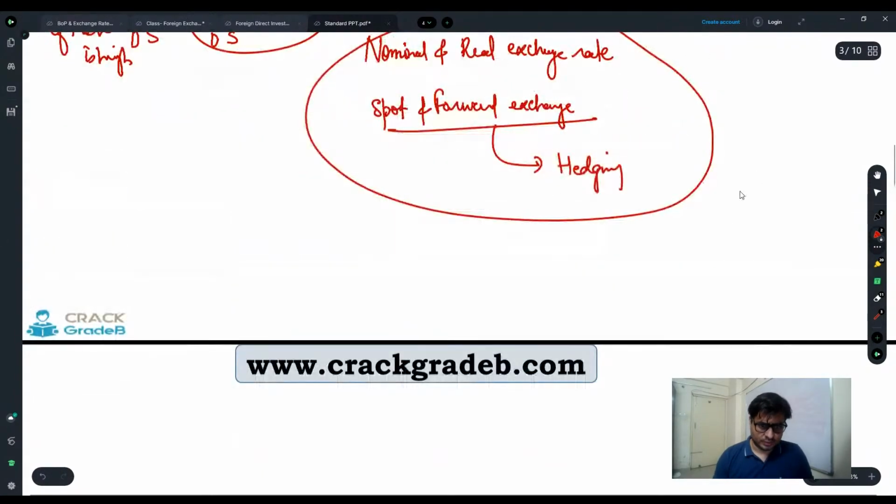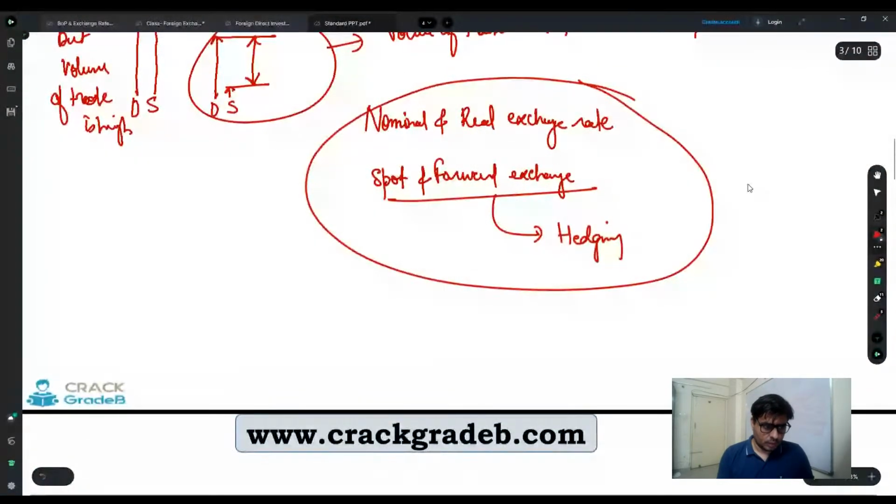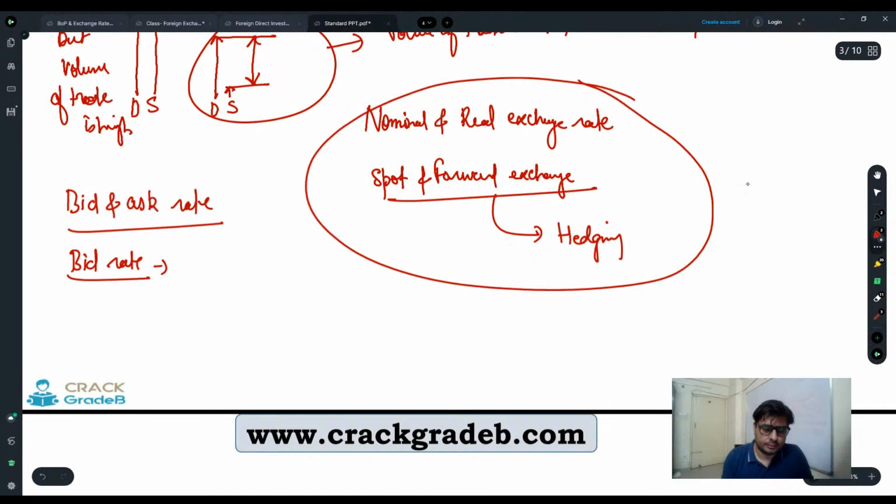A few more terms are associated with this. One is bid and ask rate. So what is bid rate? Bid rate is a rate at which the bank is ready to buy.